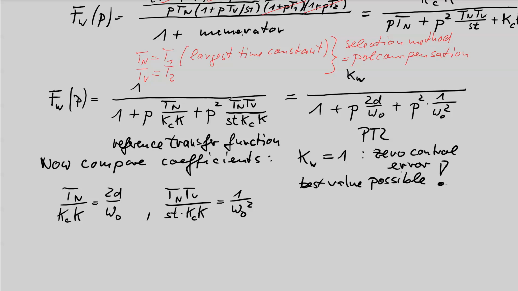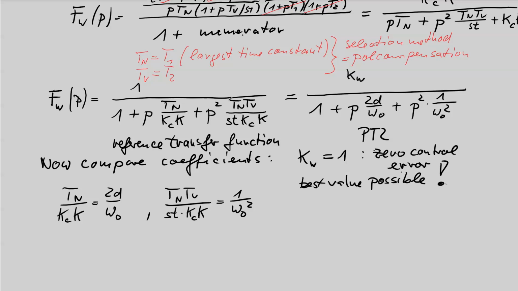Yeah, let's now analyze this coefficient comparison. What do we have? We have equations with some parameters. One parameter is Tn, the other is Tv. Tn and Tv are fixed, unknown, because they are set with pole compensation to the process time constant, so they are not free anymore. No choice, no change is possible or sensible.